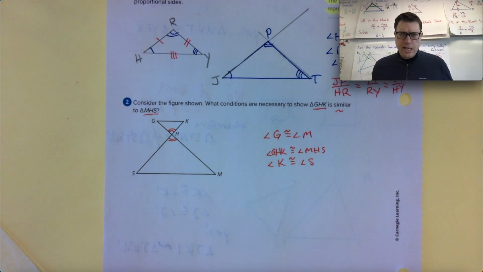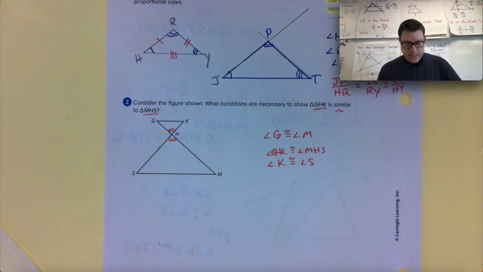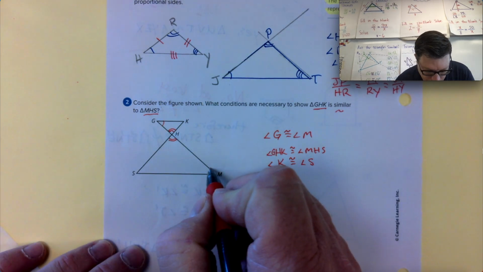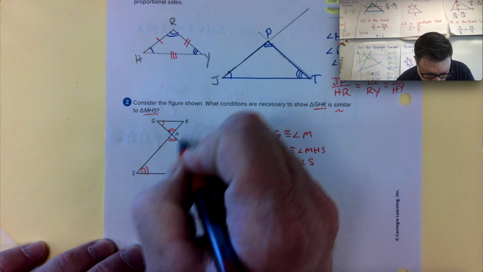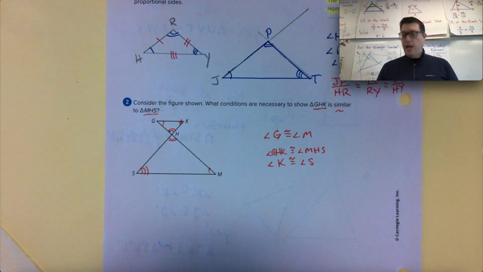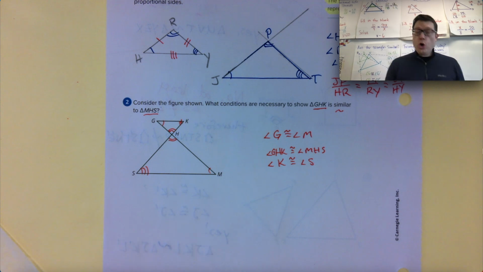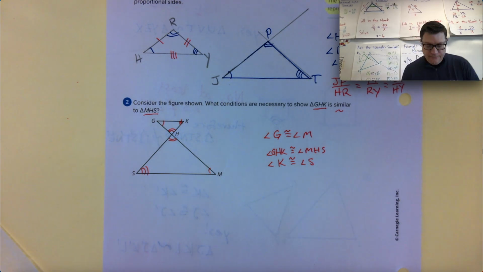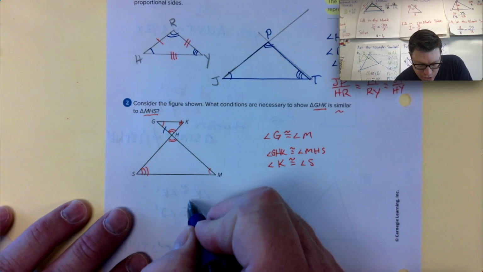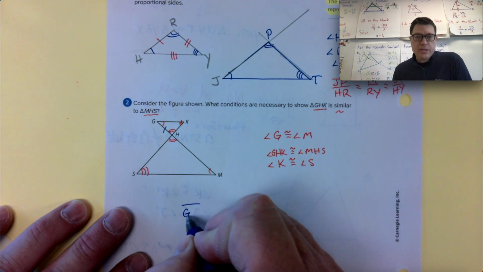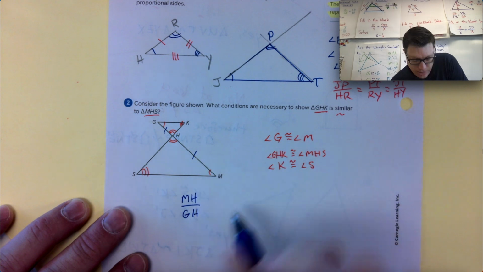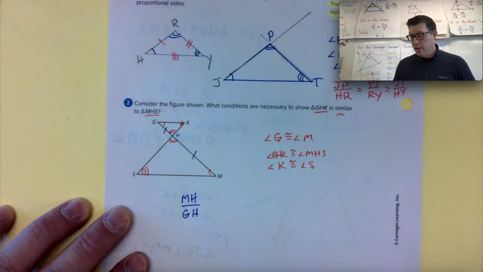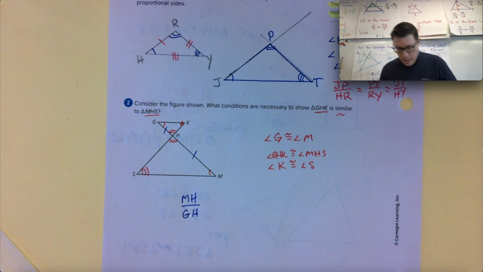So similarity statements are all about identifying the parts that match. So H and M, G and M, I mean, and S and K. We need to show that the angles are matching. We could also show this final thing, and the final thing is that GH is one of the sides of the small triangle, and it matches MH. But notice the letters match, right? The similarity statement, the letters have to match.